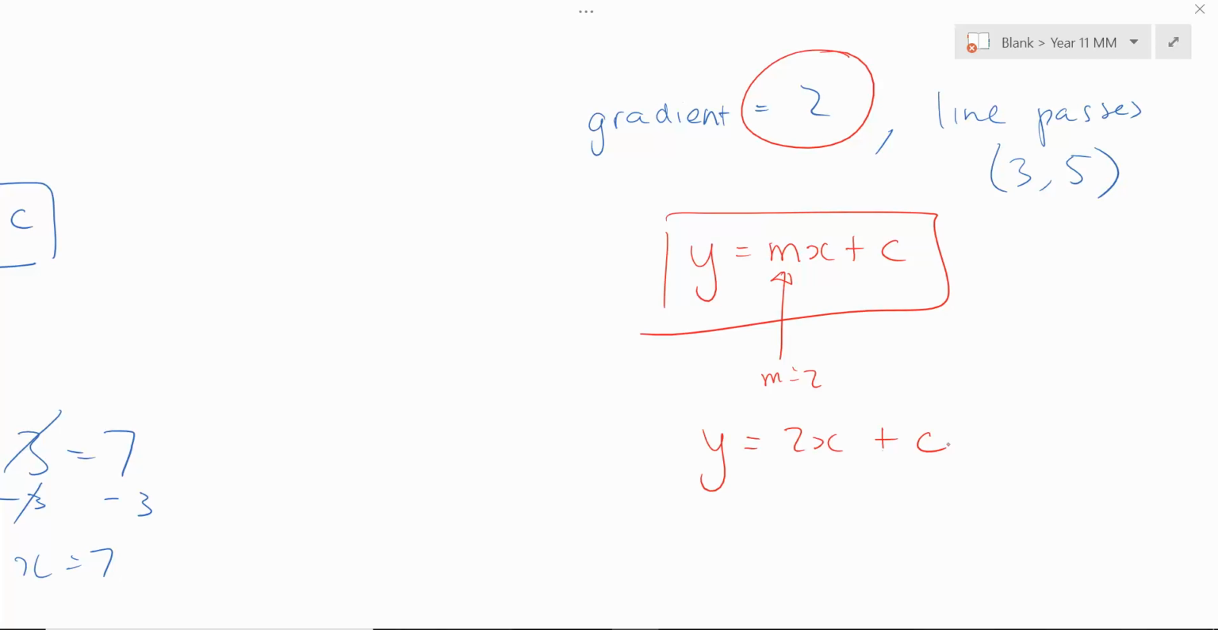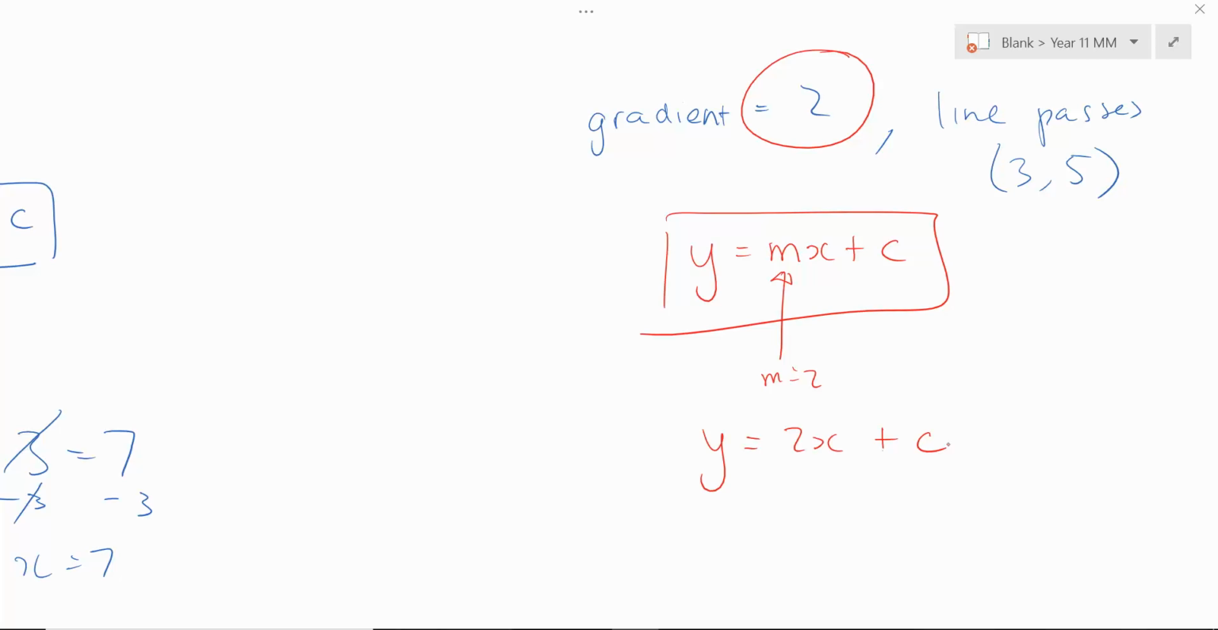So here we go. We've got 2, that's 2x. We want to find c. The only way to find c, or to solve something, is you need numbers. Right now you've only got one number. The only way to help is 3, 5, because the line says it crosses through this point. So that means when x is 3, y is 5. That's what you know. When x is 3, y is 5.